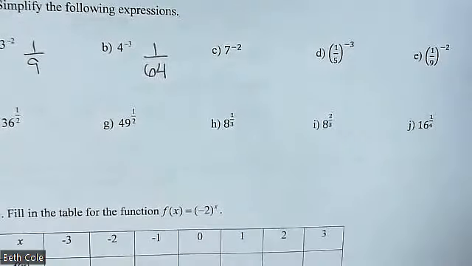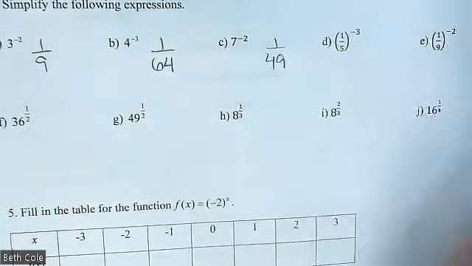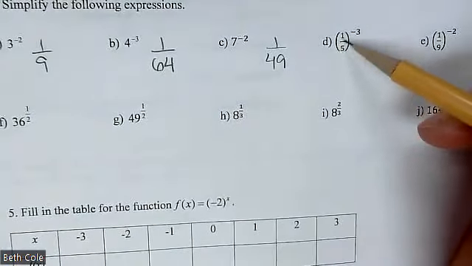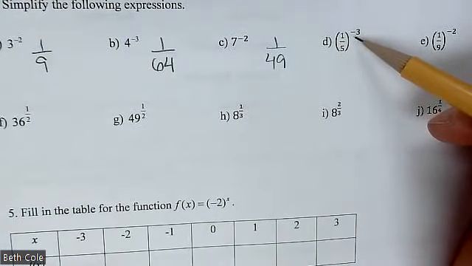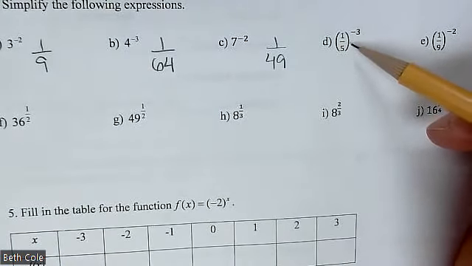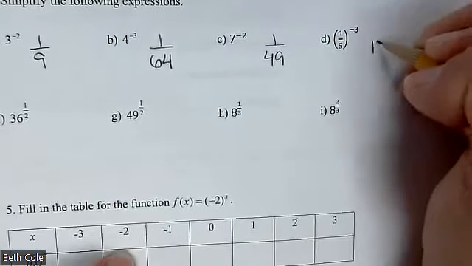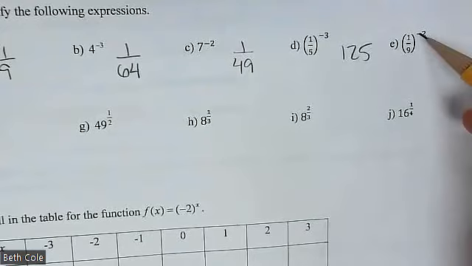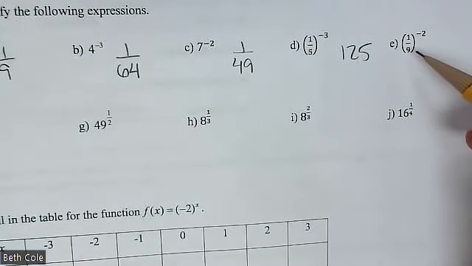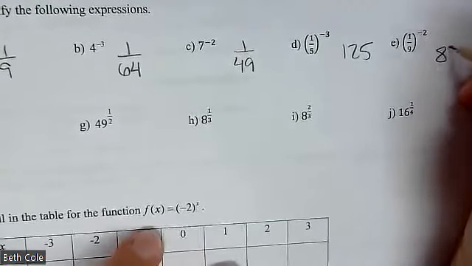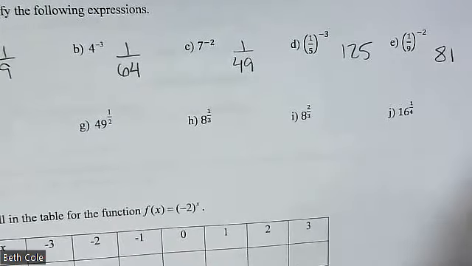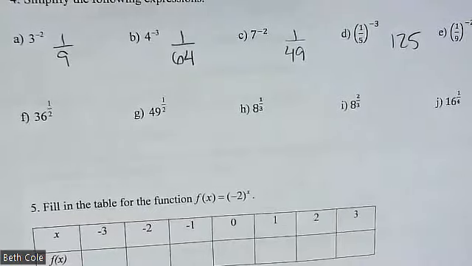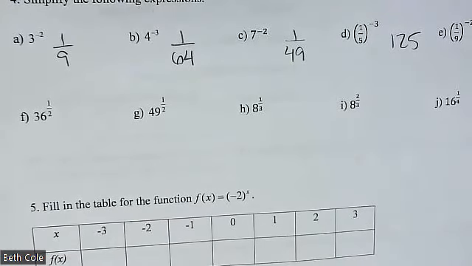All right, 7 squared. It's 49, but it's going to be 1/49. Good. Okay. Now 1/5, if you reciprocate that, it would just be 5. 5 cubed is 125. Good. Now this one, if you flip 1/9, you get 9, and then squared is 81. Perfect.